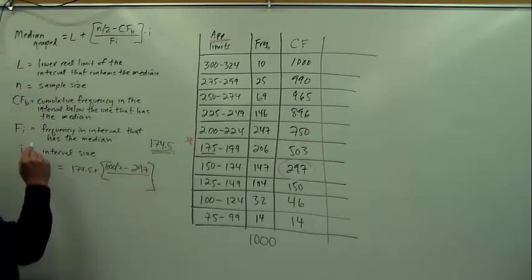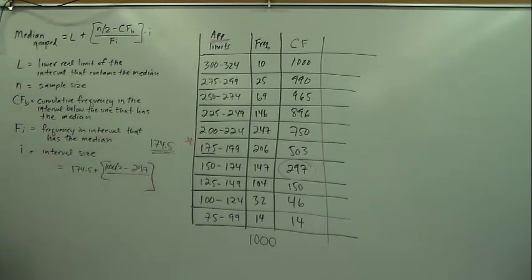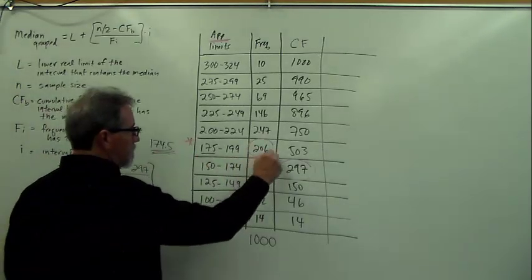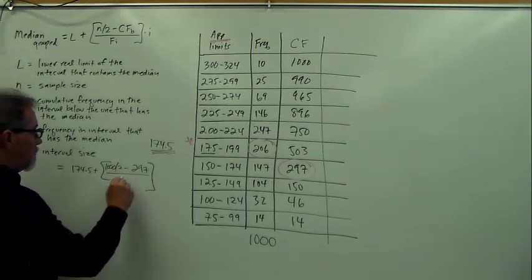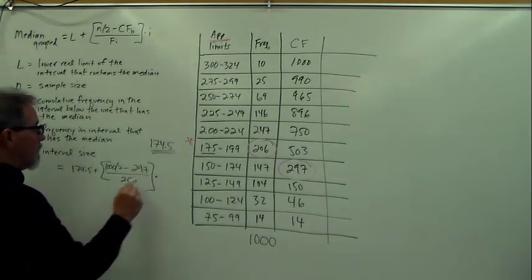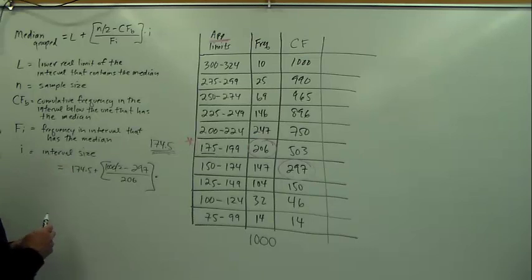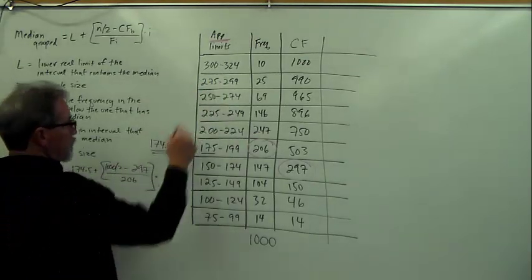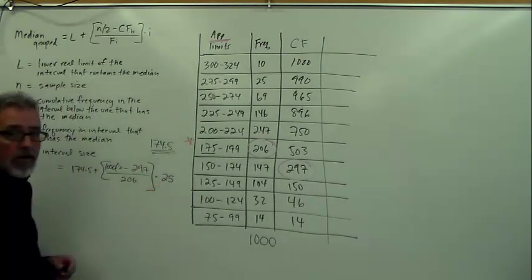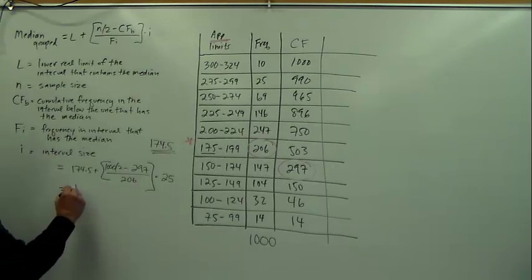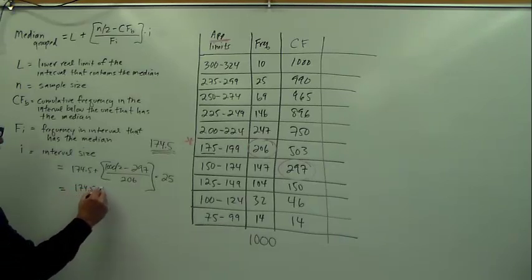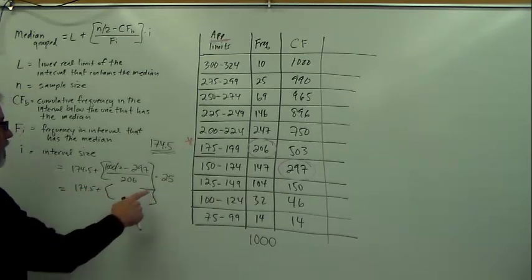And then we have F sub I, the frequency in the interval that contains the median. Well, again, here's the interval that contains the median. There's the frequency. So we're going to put 206 right here. And then we're just going to multiply by interval size. This interval size is 25. There we go. Now we have our numbers just to plug in. Make sure you do order of operations properly here.